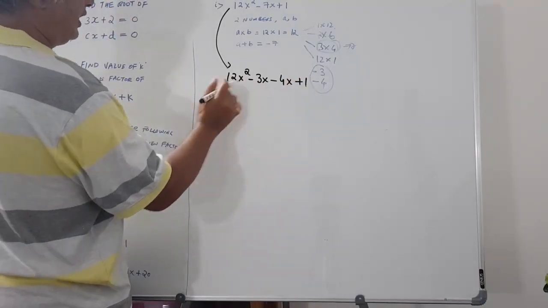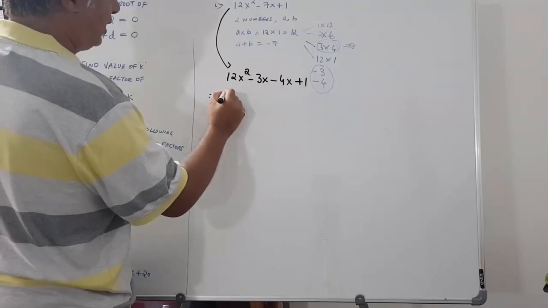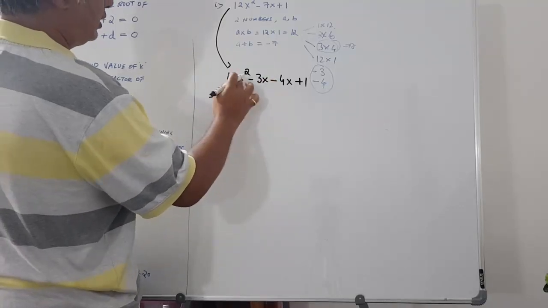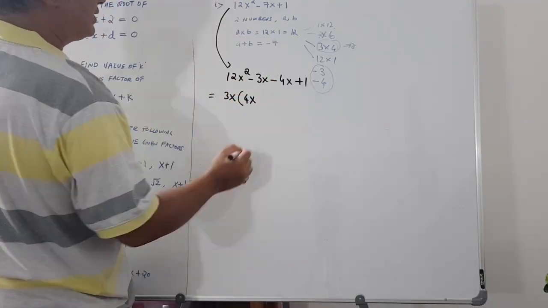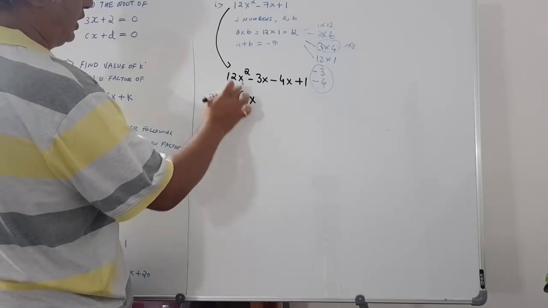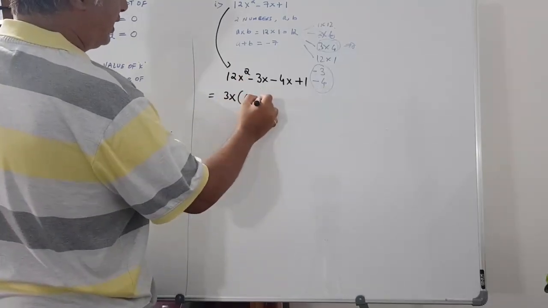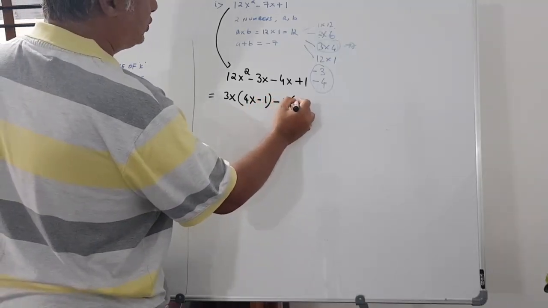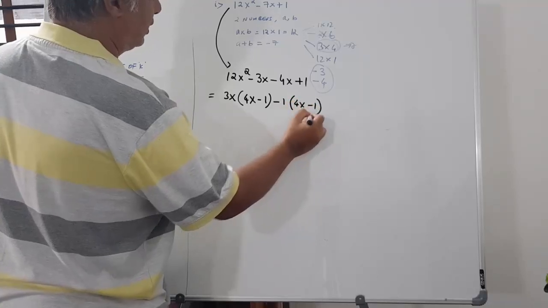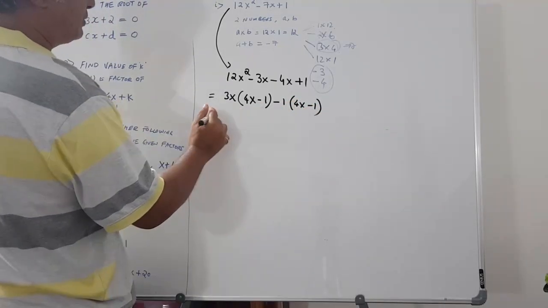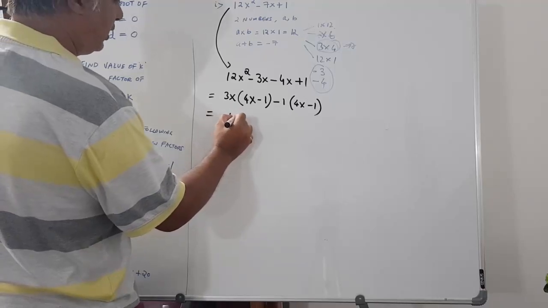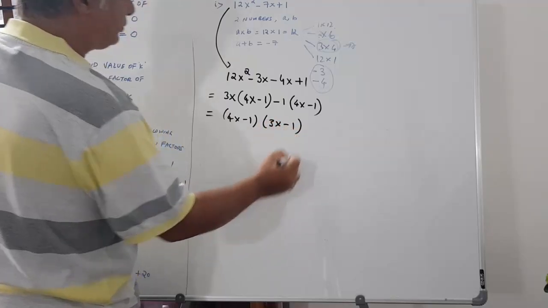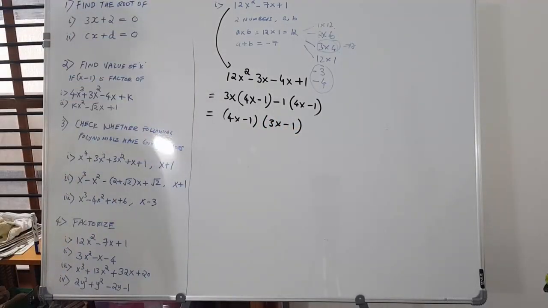Now if you take these two terms, we can take 3x common and write it as 4x, because 3 4s are 12, x into x will give you x squared, and since we have taken it common, this is minus 1. Similarly, we can take minus 1 common out and write it as 4x minus 1. Now we can take out 4x minus 1 common, and we can write this as 3x minus 1. So this is how we have been able to factorize.